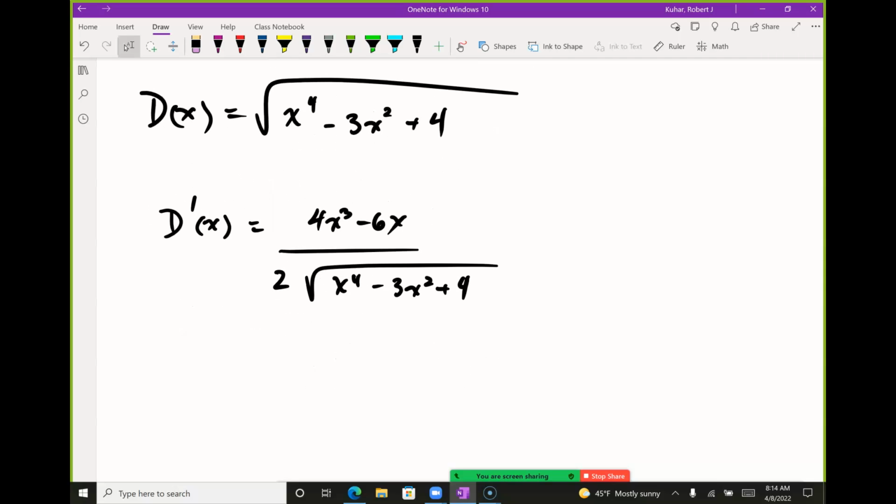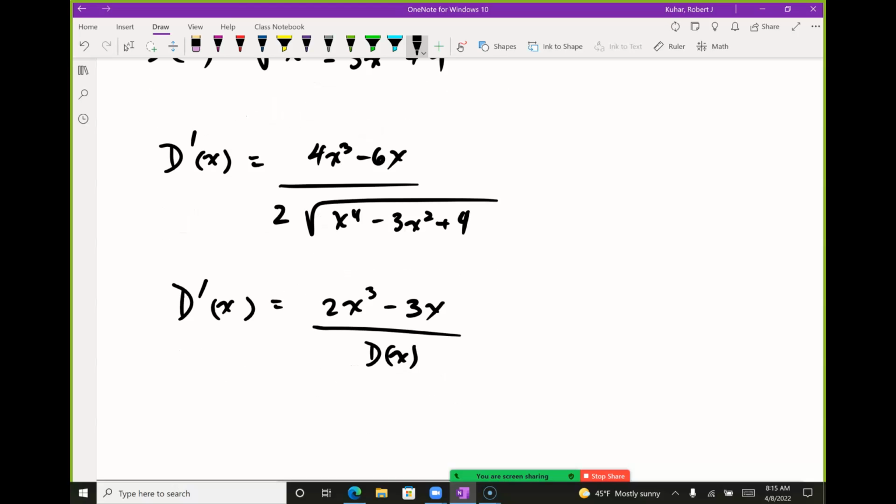So I like to notice that I can see my original distance function in here, and I think it makes it a lot easier just to put that in as d, right? So I'm going to say d prime of x is 2x cubed minus 3x over d of x. Right? I canceled the 2, right? And I noticed that that square root is my original function. So I like to put it in as an abstract function because it gets pretty messy when I do my second derivative, right?